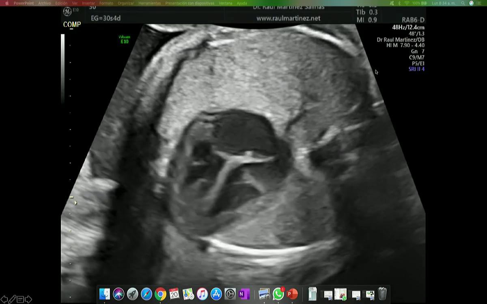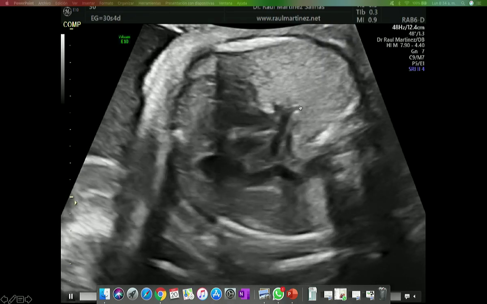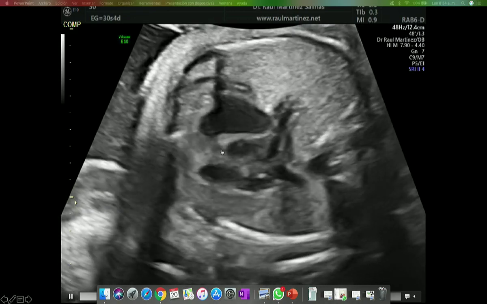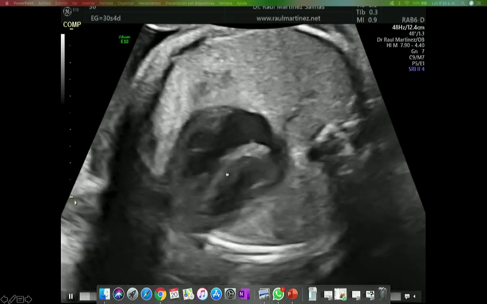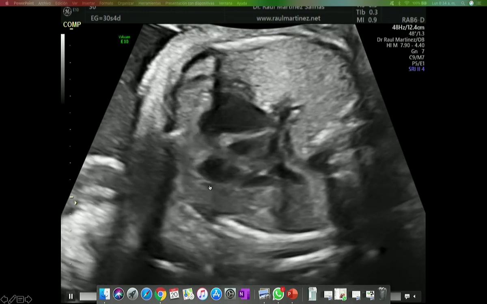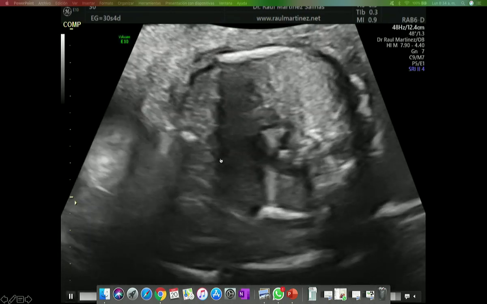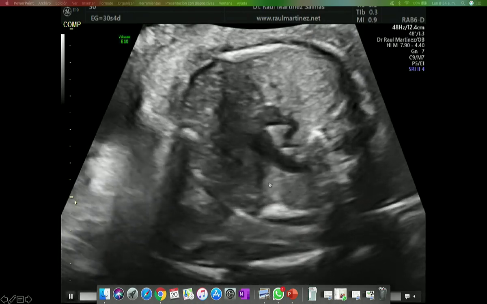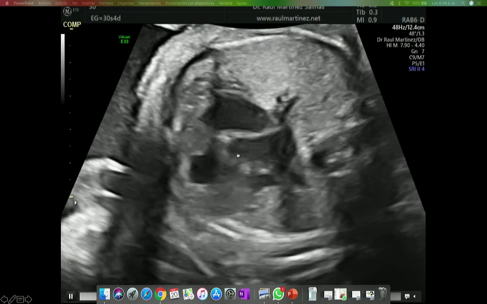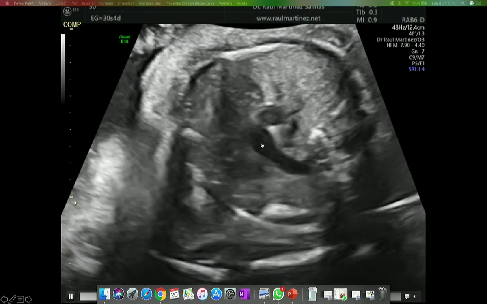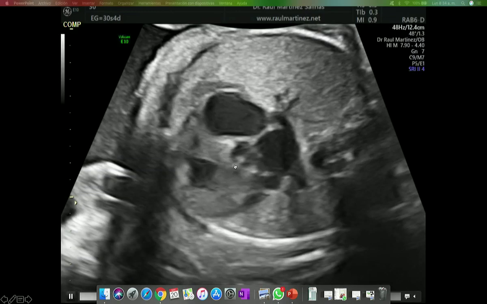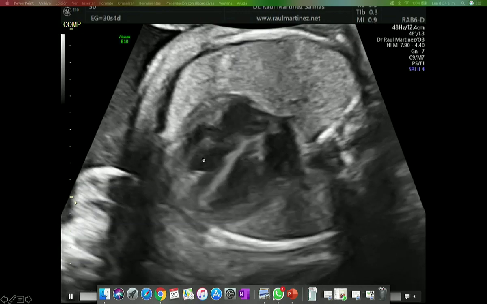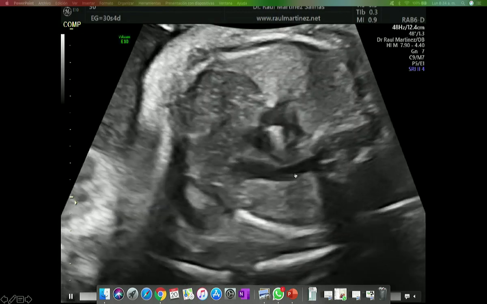So I want you to look at a normal heart first. We have here the four chamber view. We can assess the interventricular septum, which is complete in this case. And also at higher levels, we see the outflow tracts. Here, for example, we observe the aortic arch, which is arising from the left ventricle, and from the right ventricle, the pulmonary artery is arising.